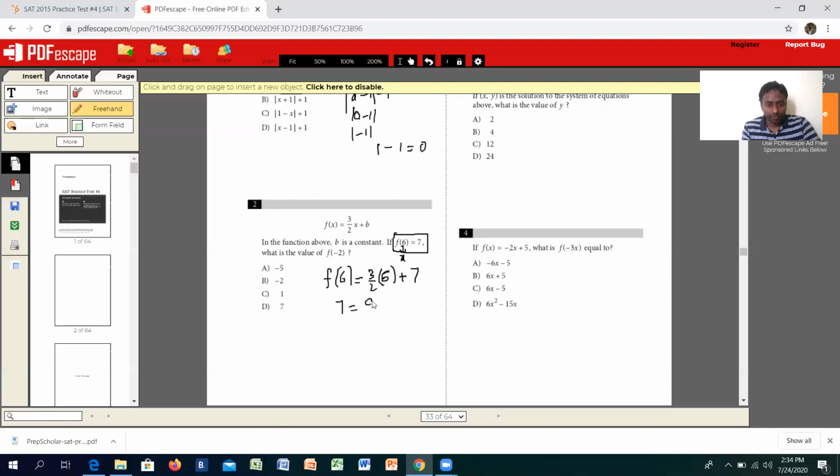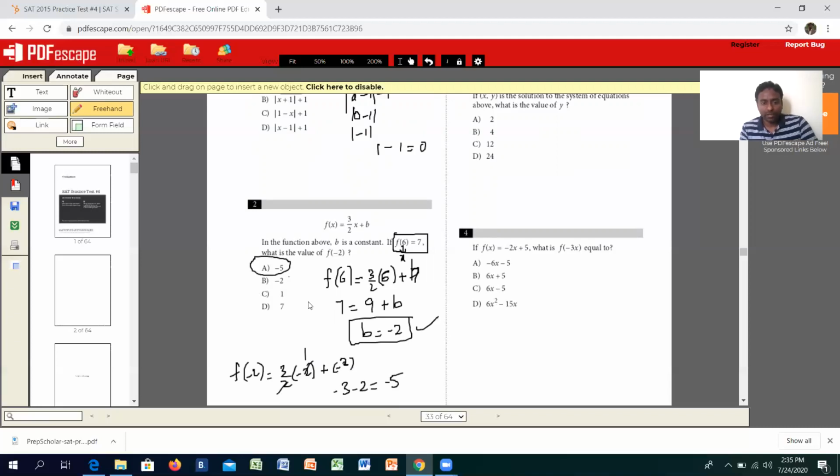3 by 2 of 6 will give you 9 plus b, which is a constant. So the b value is nothing but negative 2. What is the value of f of minus 2, they asked. So f of minus 2 is nothing but you replace x with negative 2. You have got that b value which is a constant, but first substitute negative 2 in place of x along with this negative 2 which we got. Simplified, minus 3 minus 2 is minus 5. This is your exact answer.